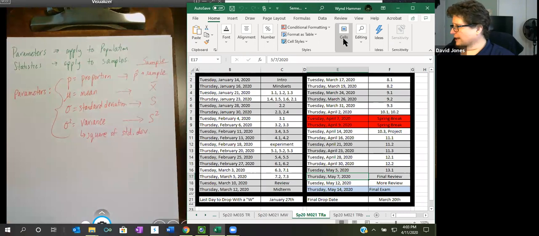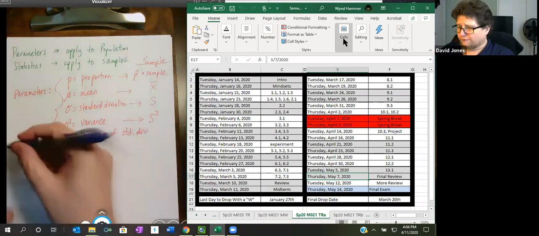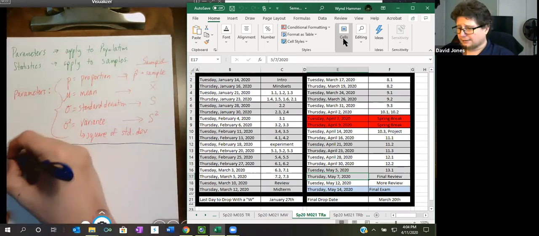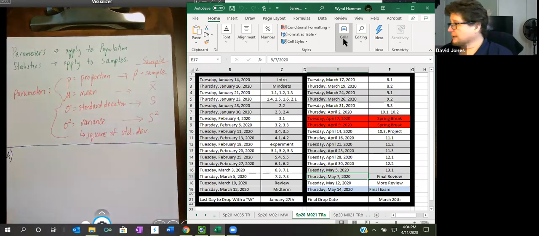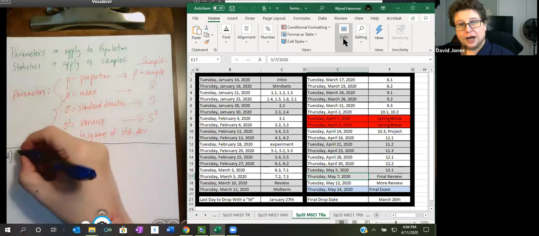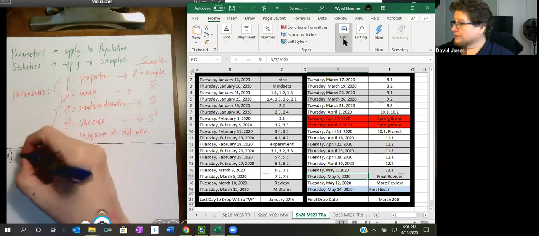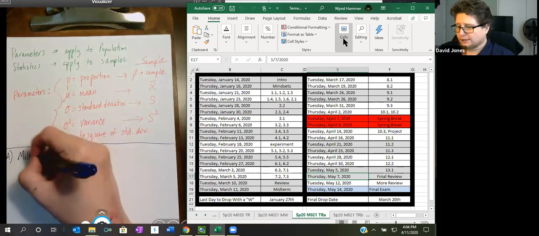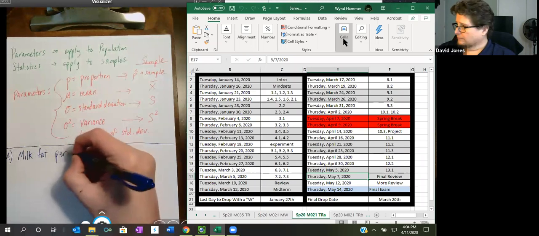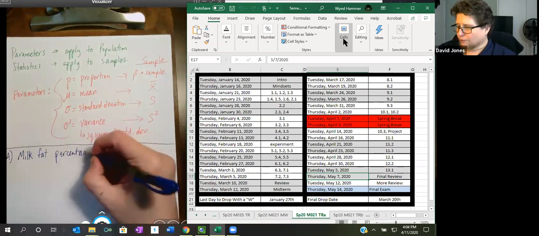Let's look at an example of the first three. Those are the ones most commonly used. So here's our first one. Example A. I pulled this all from actual data. This was actually my interview to be your teacher. I had to give a lecture on hypothesis testing, and so I presented these examples. And I got the job, so it works. These are good examples. Milk fat percentage in California dairy milk.